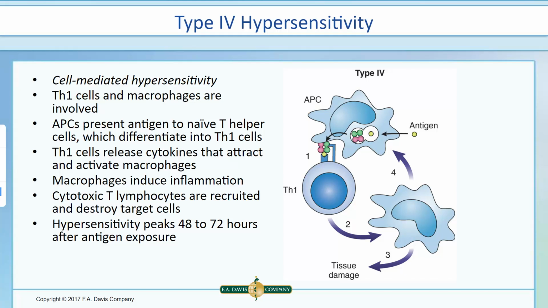Antigen-presenting cells present the antigens to naive T helper cells, which differentiate into Th1 cells. Th1 cells release cytokines that attract and activate macrophages. Then macrophages induce inflammation in the area, and cytotoxic T cells are recruited and destroy target cells. Hypersensitivity peaks 48 to 72 hours after antigen exposure.